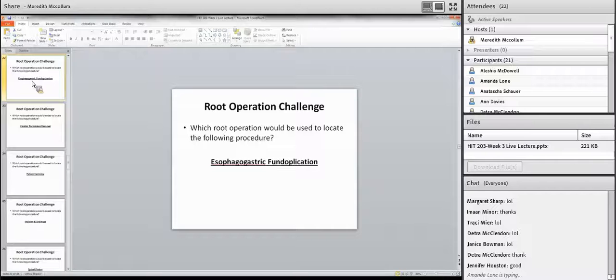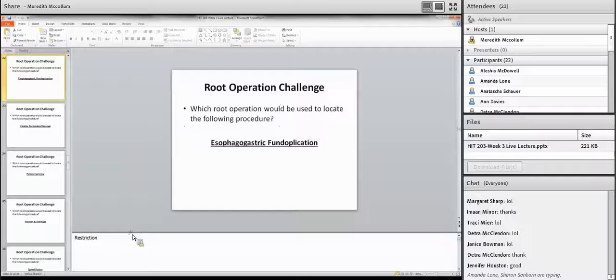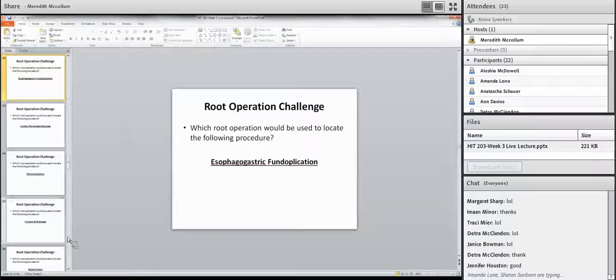So, esophagogastric fundoplication, I couldn't get it out, is restriction. Thank you, Professor McCollum. You are special. Okay. Cardiac pacemaker removal. That one's easy, yes. Pyloromyotomy.